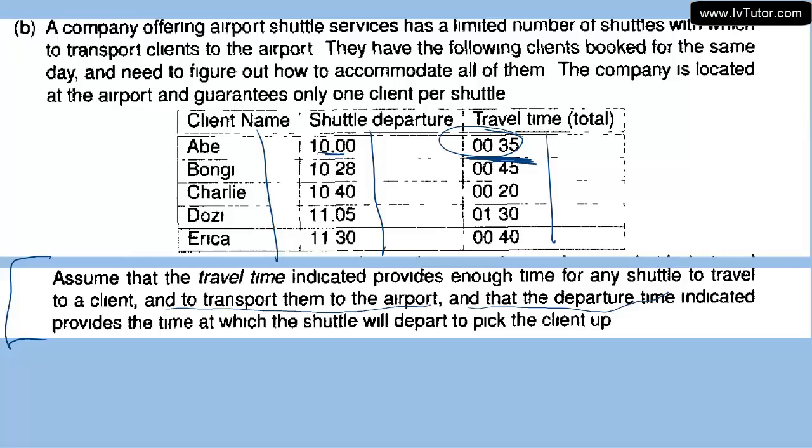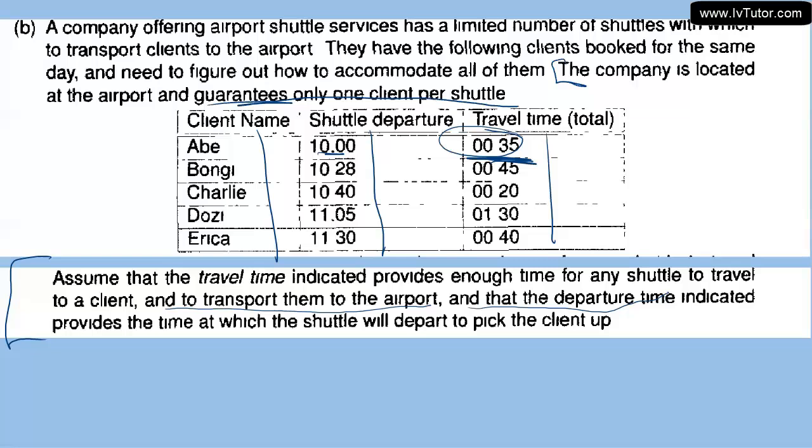Before we go to the variables, what about sharing? They're not allowed to share. I think it says here, one pair. Where is it? The company is located at the airport and guarantees only one client per shuttle. That's that part. Okay.